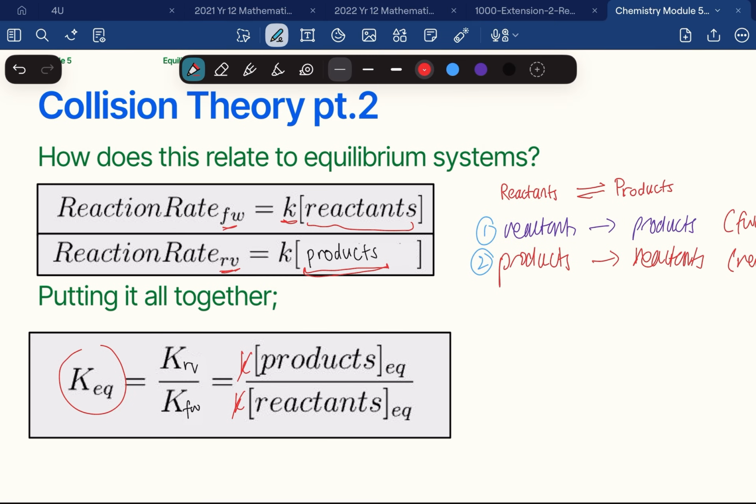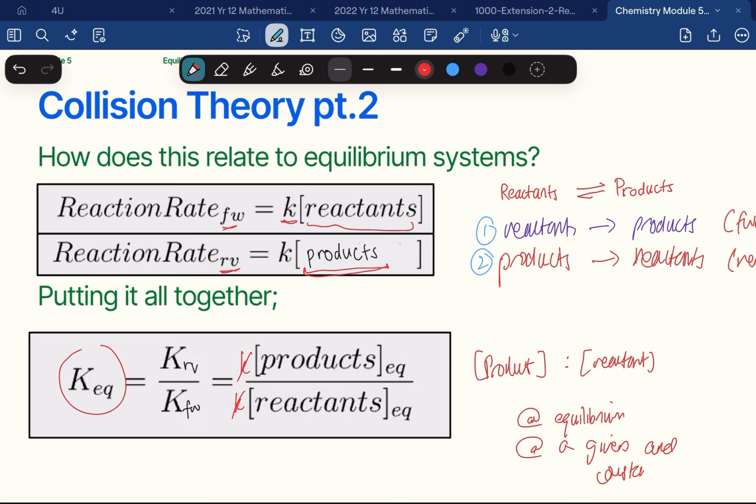If we put these two together in a fraction, we can measure the ratio of the concentrations at equilibrium, which gives you KEQ, the measurement of the ratio of product concentration to reactant concentration at equilibrium, at a given constant temperature.